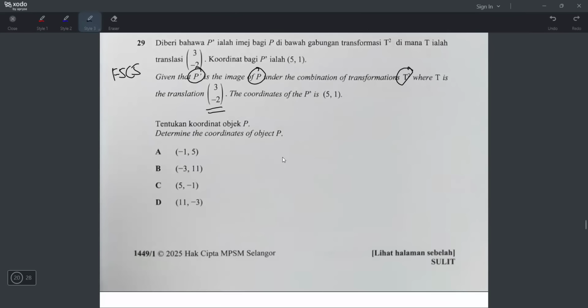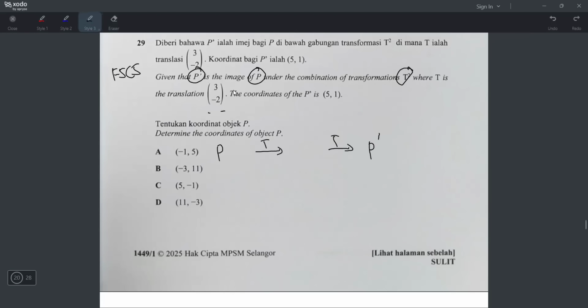Okay, so usually the arrow, why are there 2 arrows? Because there are 2 transformations, right? And you will write the object here, the final image here. And if you read again, it says P prime is the image of P under 2 transformations T squared. So obviously it's T then T, but P prime is the image after the two transformations. So P will be here, right? And then they say T is a translation (3, negative 2). 3, negative 2 means what?